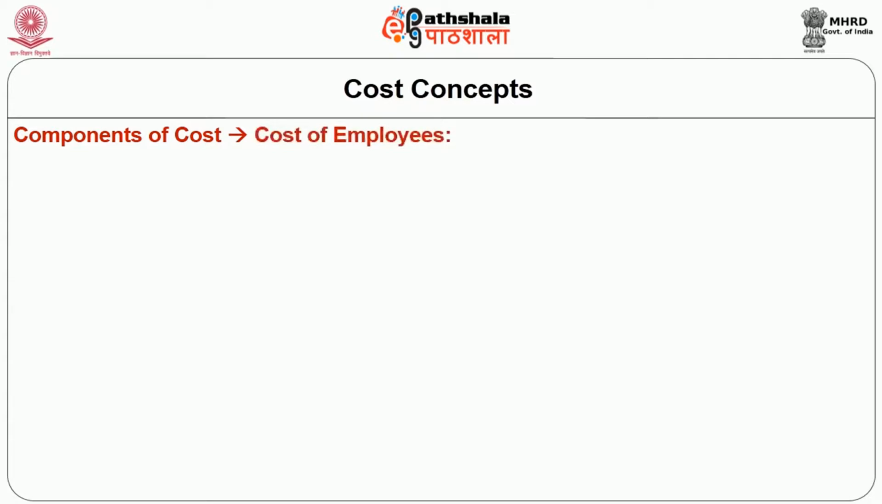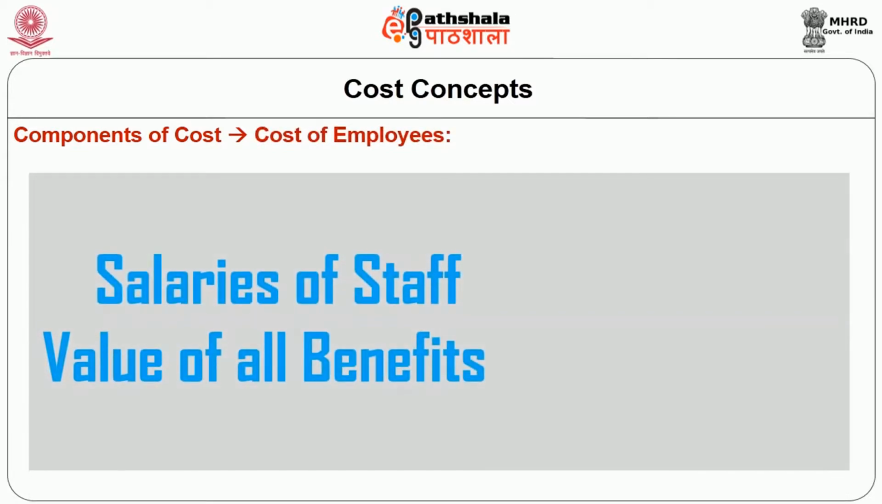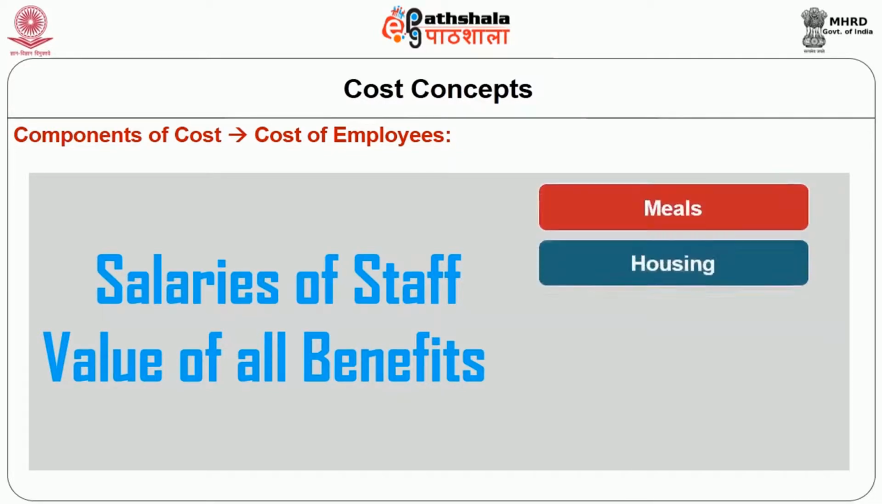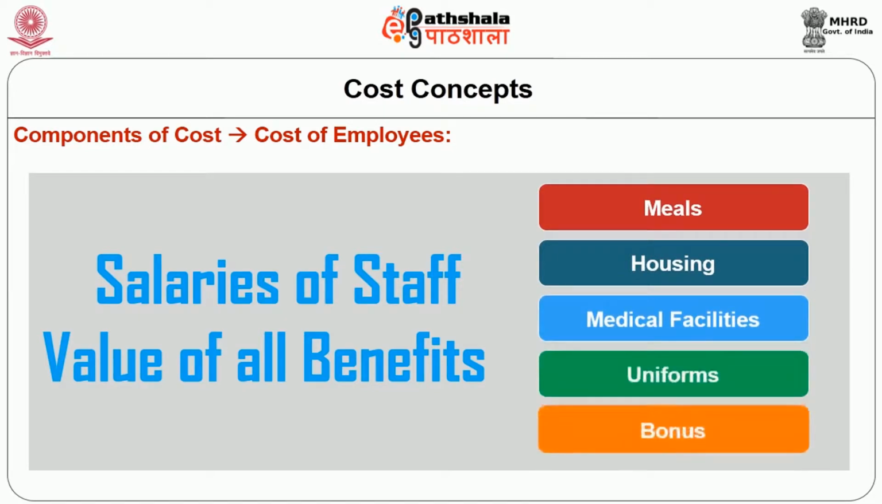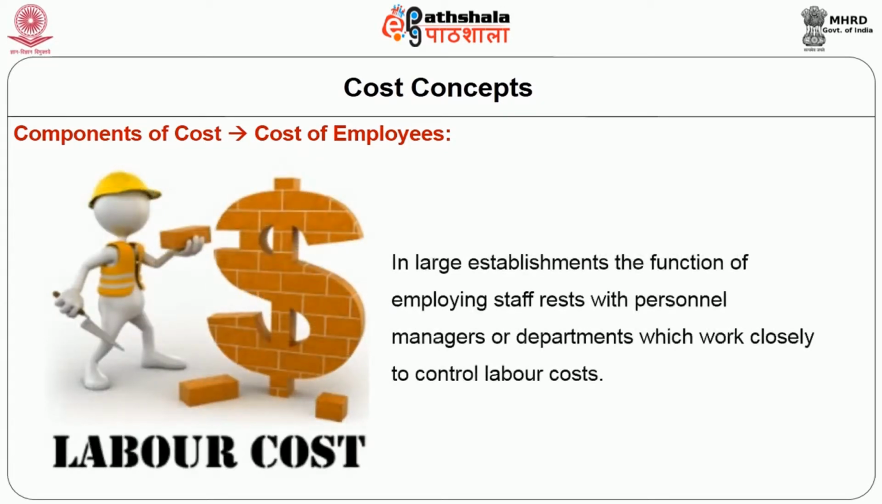Next is the cost of employees. This includes the salaries of staff and the value of all benefits provided to them, such as meals, housing, medical facilities, uniforms, bonus, etc. It is generally referred to as labor cost. In large establishments, the function of employing staff rests with personnel managers or departments which work closely with the financial department to control labor cost.